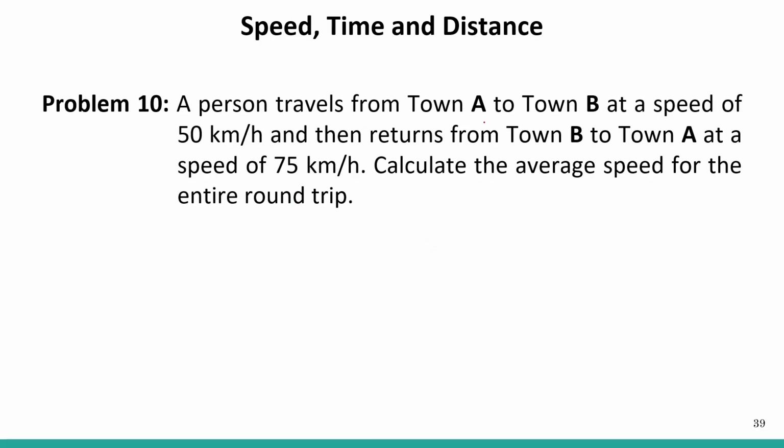So a person travels from town A to town B at a speed of 50 km per hour and then returns from town B to town A at a speed of 75 km per hour. Then calculate the average speed of the entire round trip.